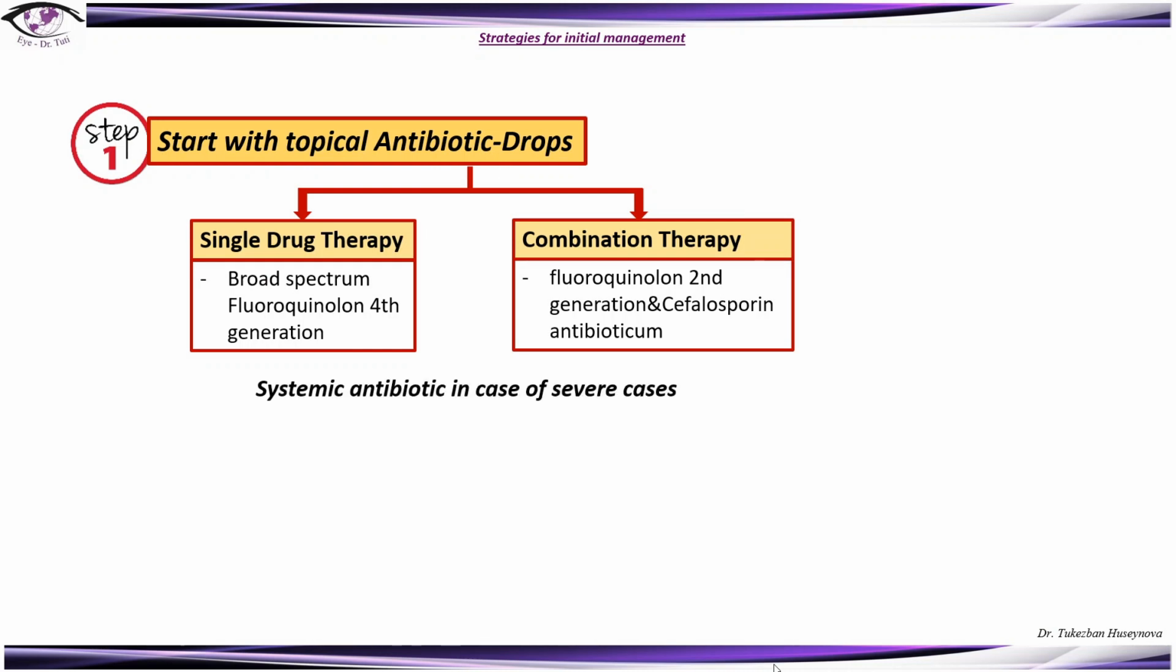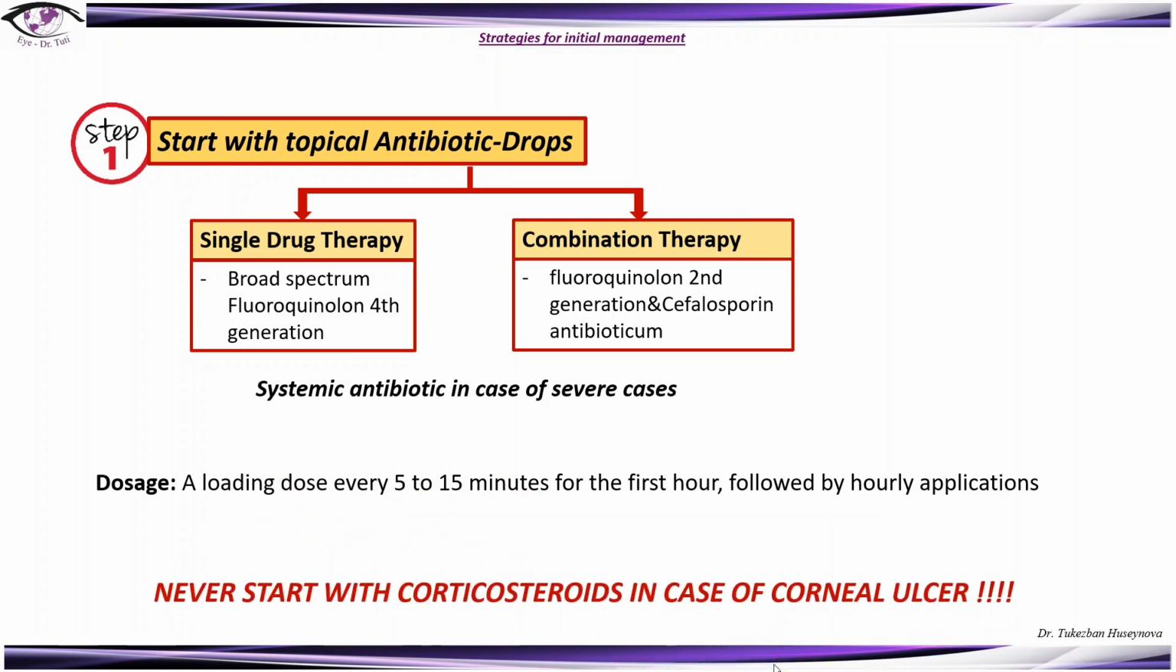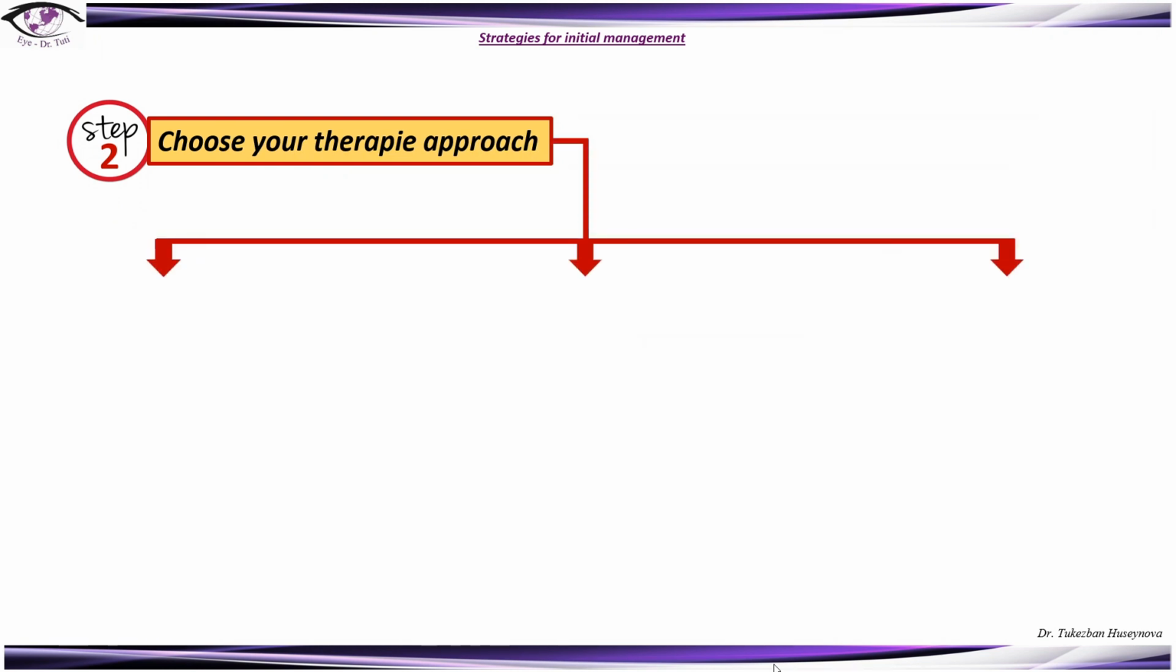You can also use systemic antibiotics in severe cases. For central or severe keratitis, a loading dose would be started every 5 to 15 minutes for the first hour, followed by hourly applications. You can also use cycloplegic agents in order to reduce the pain associated with ciliary spasm and decrease synechia formation. And of course, never start with corticosteroids in case of corneal ulcer. The second step, choose your therapy approach. There are three types of therapy approaches.